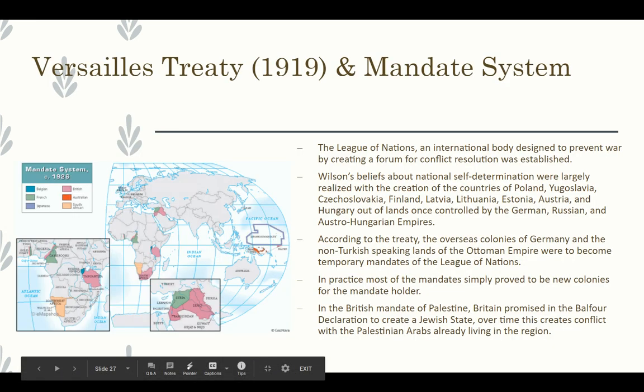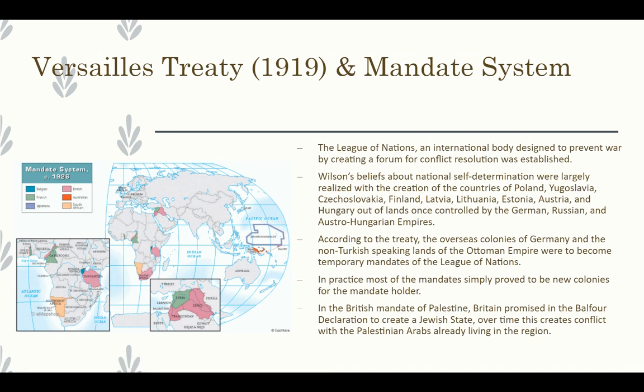Several of the ideas from Woodrow Wilson's 14-point plan were in the Treaty of Versailles. The League of Nations was established, but the U.S. did not join. Wilson's belief about national self-determination was realized with the creation of the countries of Poland, Yugoslavia, Czechoslovakia, Finland, Latvia, Lithuania, Estonia, Austria, and Hungary, out of lands that were once controlled by the German, Russian, and Austro-Hungarian empires.